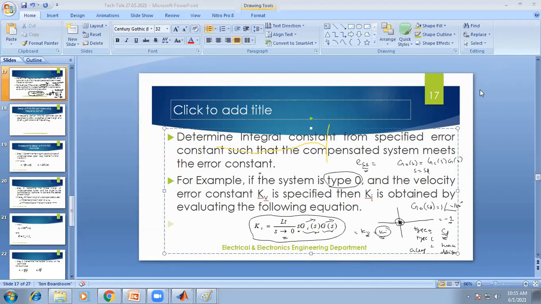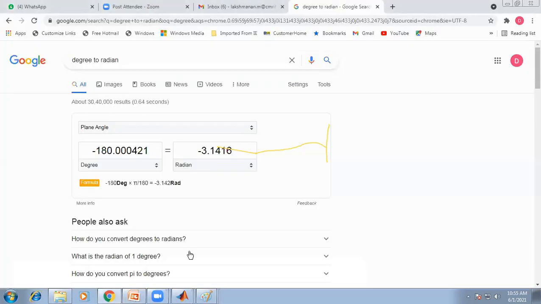Okay, so now we go to the frequency domain.